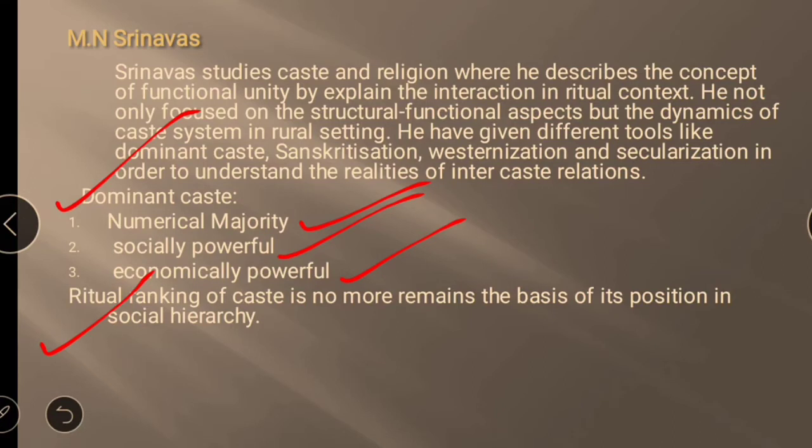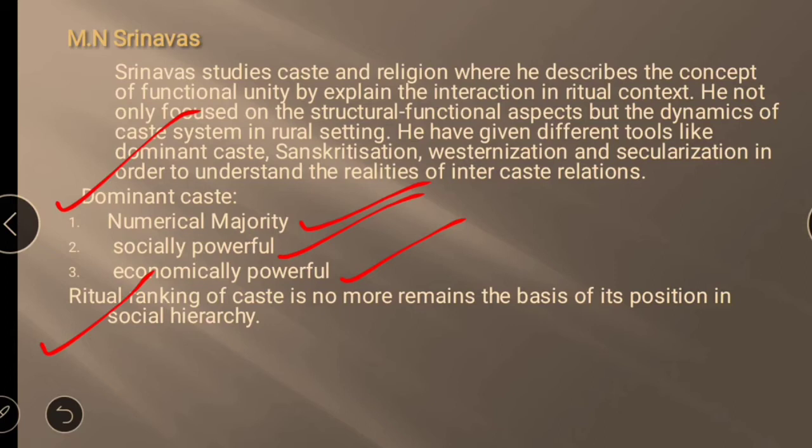So what is actually numerical majority? It is actually the population in the area. So whichever caste group has the majority has a dominance over the others, right? And socially powerful implies those groups who are socially and religiously dominant in status, and economically powerful means people with good financial background, that means the wealthy people would be at the top of the ladder. So we can say dominant caste group of any particular place can be any one of the varna system. It doesn't only mean the higher caste group.